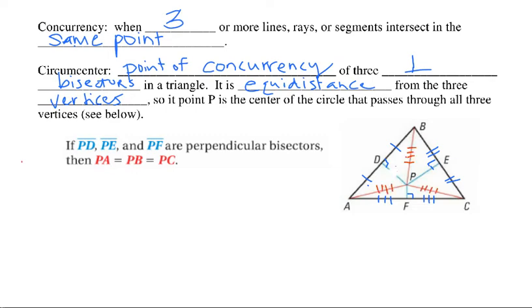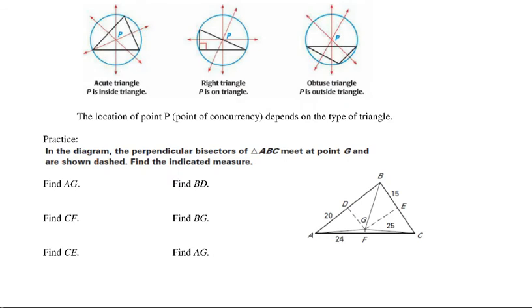Based on the different types of triangles, so if it's an obtuse, a right triangle, or an acute triangle, the points of concurrency, where the 3 perpendicular bisectors will meet, will differ from picture to picture. You can see that in an acute triangle, your point of concurrency will intersect inside of the triangle.